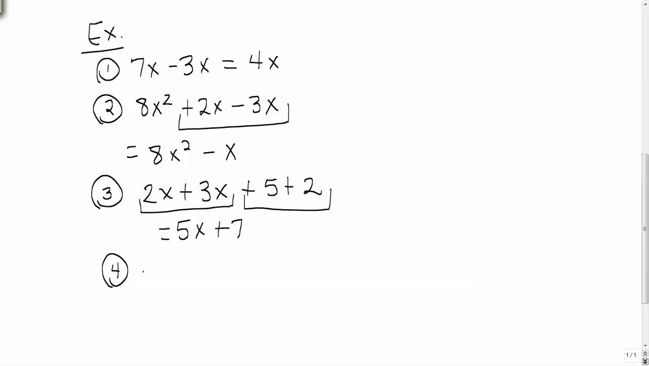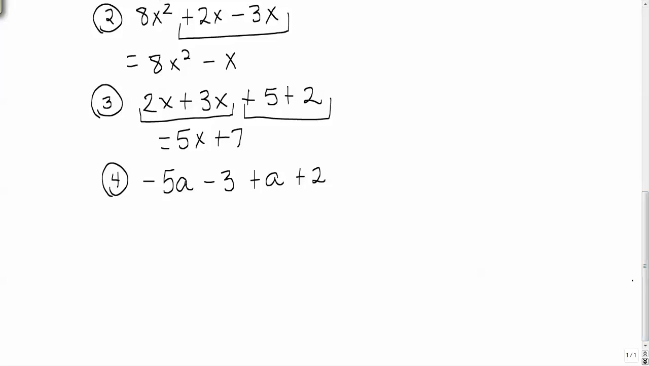Okay, if we have negative 5a minus 3 plus a plus 2. Now you can combine your a's together, so you can combine this one with this one, and then you can combine your numbers without the a's together, so you could put the negative 3 and the plus 2 together. Okay, so if we combine negative 5a plus a, now remember it's like having a 1 in front of that a. So if you combine their coefficients, negative 5 plus 1 is negative 4, so it gives you negative 4a.